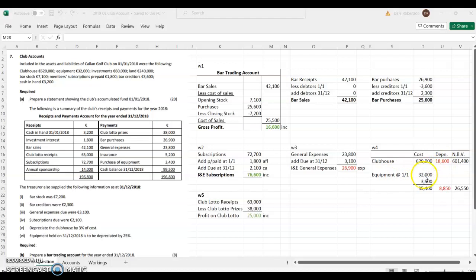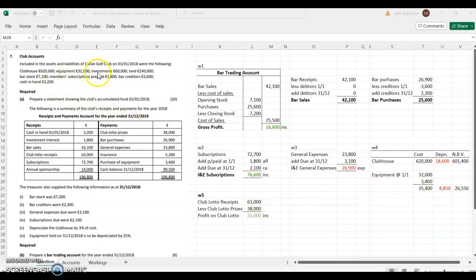Likewise, we have our equipment. Now at the start of the year we had 32,000 from the opening sentence, and then during the year we had this capital purchase of equipment of another 3,400. So we add that on. At the end of the year we have 35,400, and that's the number which we get 25% of, and that gives us 8,850, which is the expense, the red number, and then the net book value is 26,550.